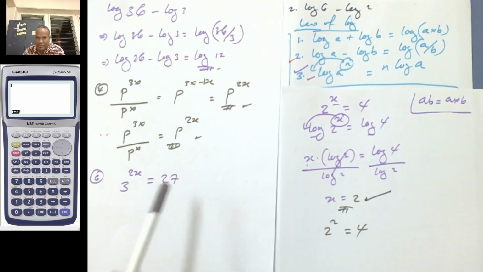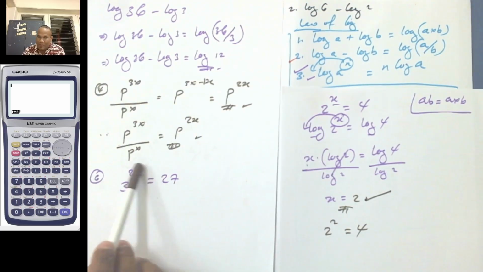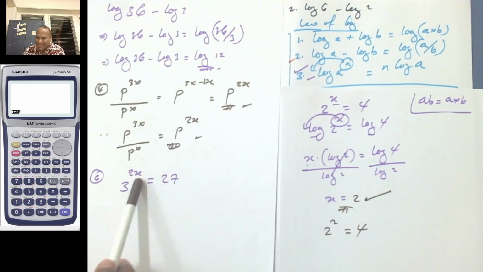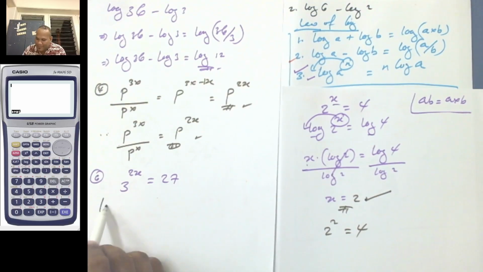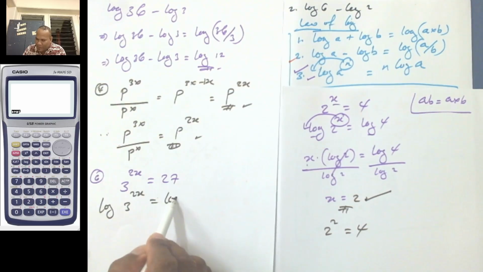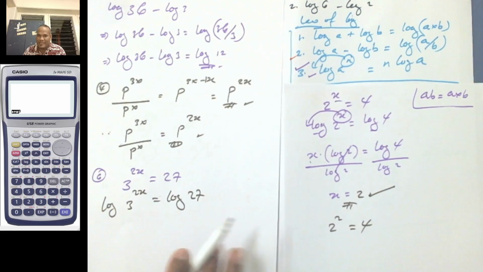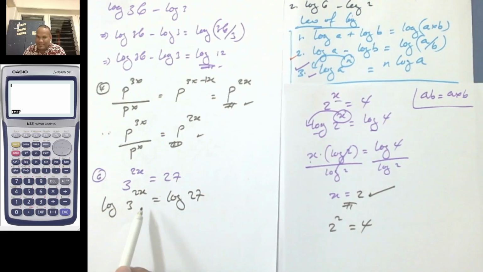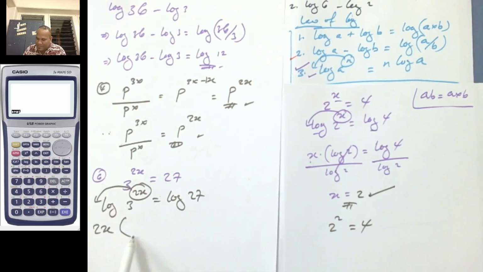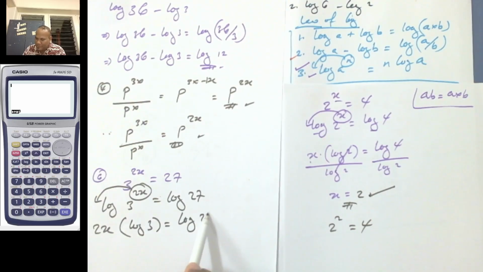Now, this question is saying our power is x. Since I want to find x, I would put log both sides. So I'll say log 3 to the power of 2x is equal to log 27. Now, once you put log both sides, then we have the right to take this power in front. So we have 2x into log 3 is equal to log 27.